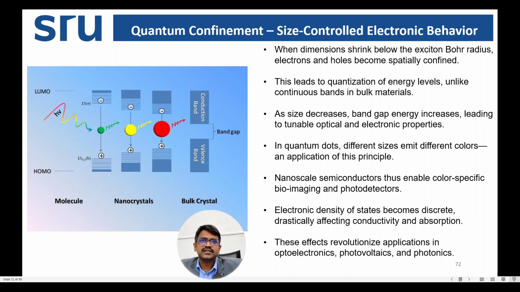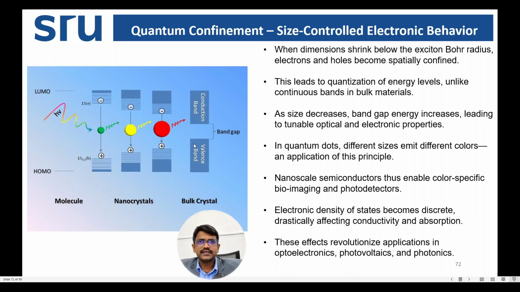See here, this is a bulk crystal or bulk material. In bulk material you can see the continuous energy levels, so that's why it is completely colored. This is the valence band and this is the conduction band. You can see it is completely colored because of continuous energy levels. This is the band gap, the energy gap between valence band and conduction band.